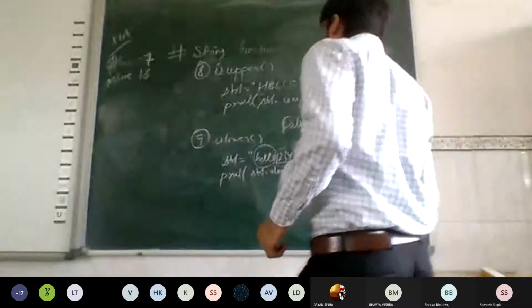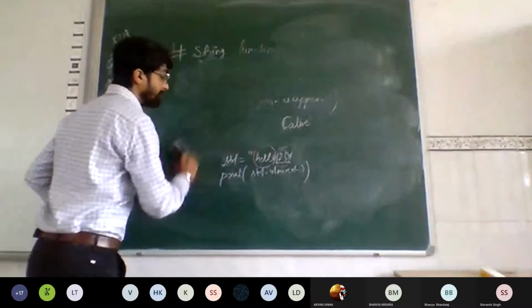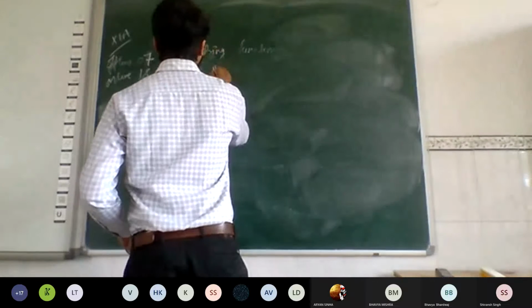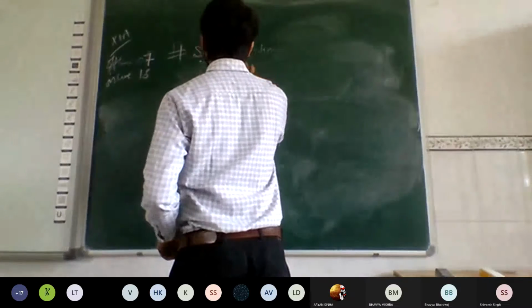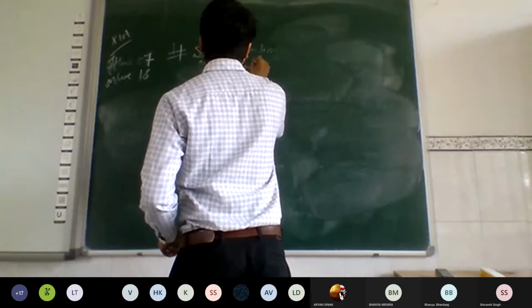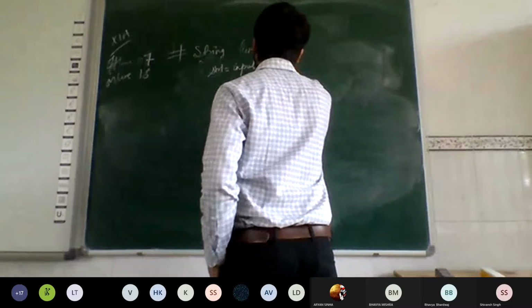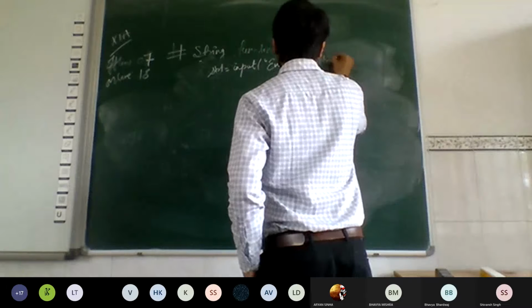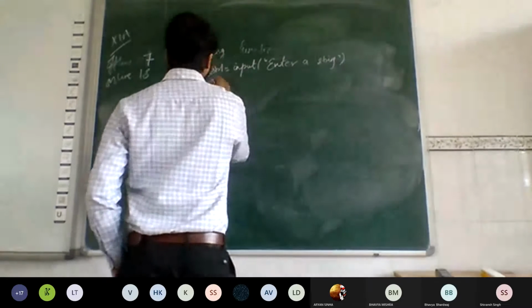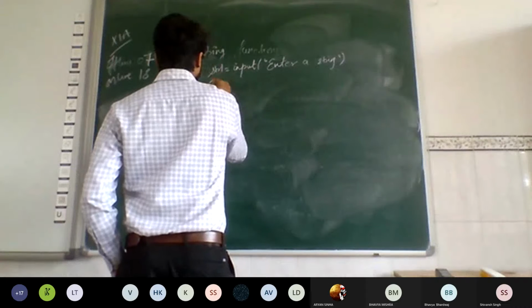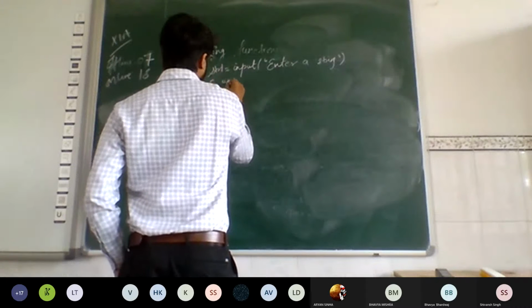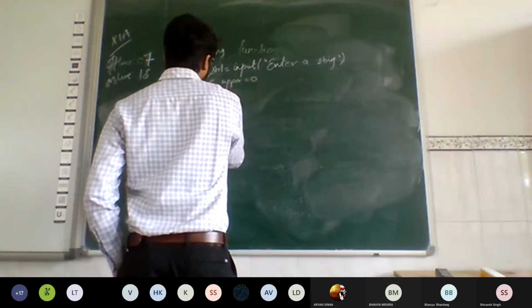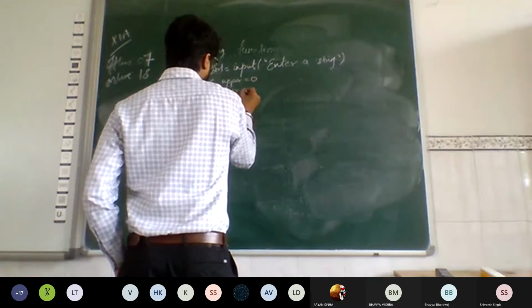Done? Again, taking the string from the user. Taking two counter variables, C upper and C lower.